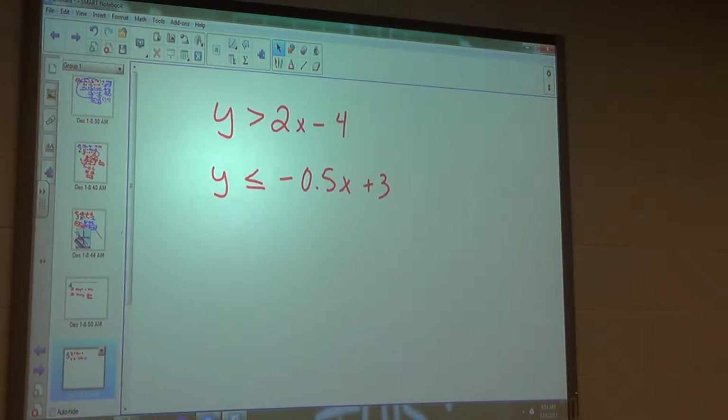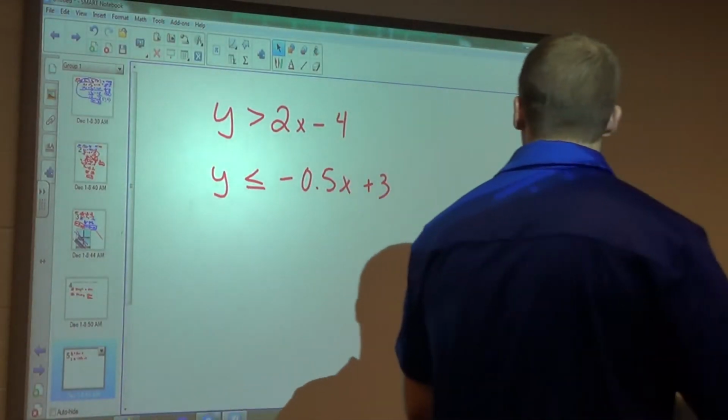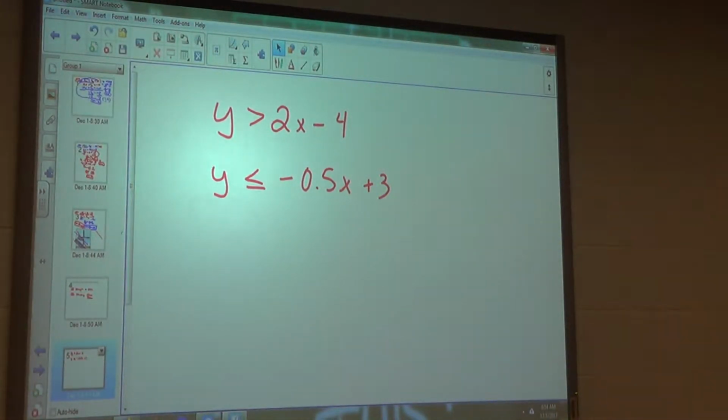So on your graph paper, let's try to graph that using the graphing method. Now, this also brings into play inequalities are solid lines or dotted lines. So when you're graphing them, you got to think, is it solid or is it dotted? Solid is an equal to. Dotted would just be a greater than or a less than without the equal to.